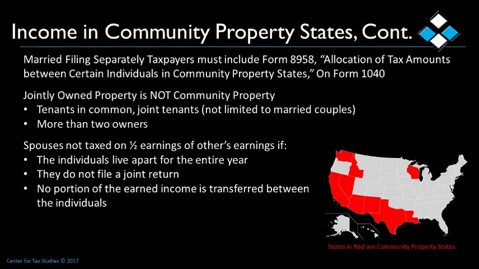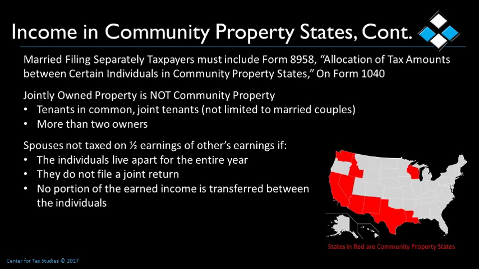Now, there is a difference between community property and jointly owned property. Jointly owned property is property owned by tenants in common or joint tenants. It's not limited to married couples, whereas community property is limited to married couples only. If there are more than two owners, the ownership interests don't need to be equal and will be attributed based off of the percentage ownership of the parties.